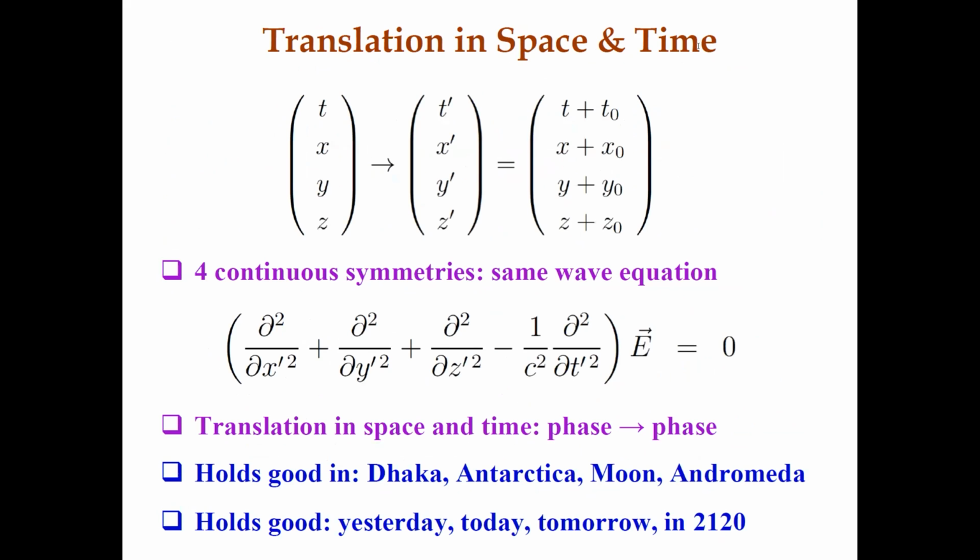I said there are four symmetries, right? So you can make any three of them to be zero. Say T naught is non-zero and X naught, Y naught, Z naught are zero. That's also a symmetry, right? There are four symmetries. You can choose to make a translation in X, you can choose to make a translation in Y or Z or T or two of them or three of them or all of them. It's up to you.